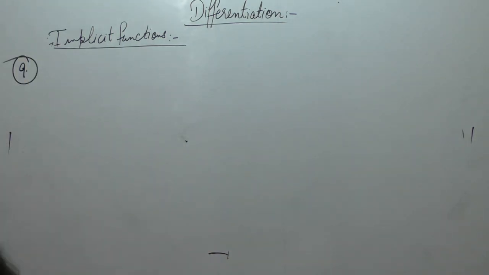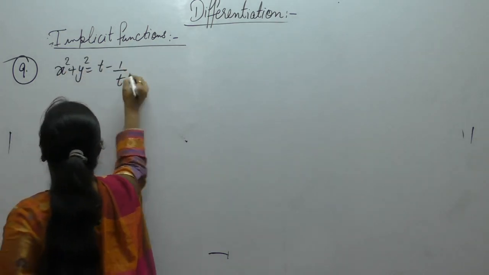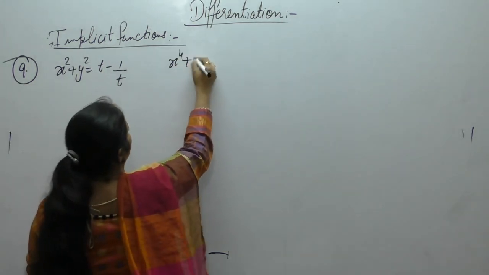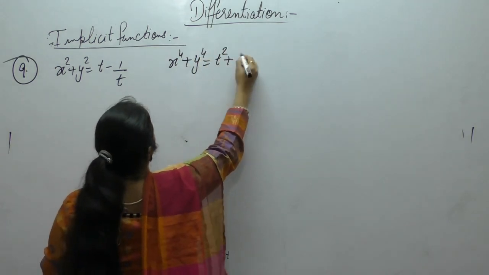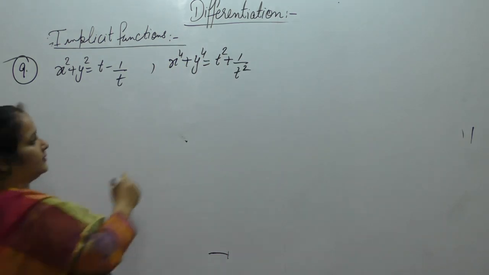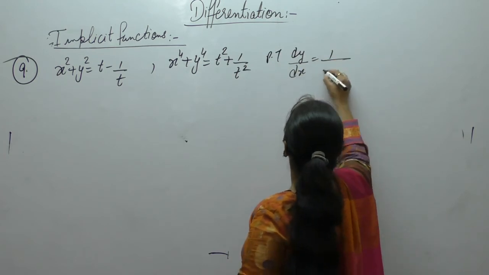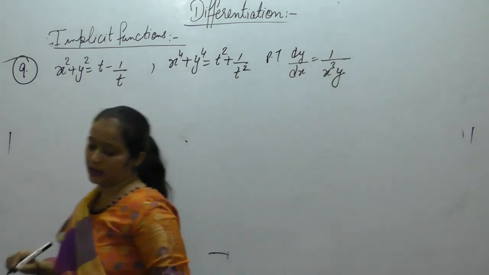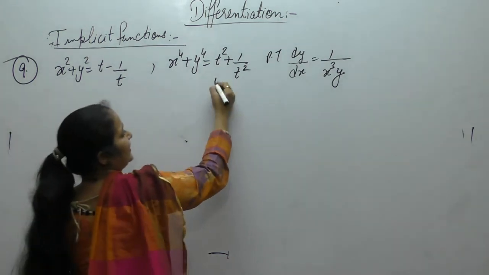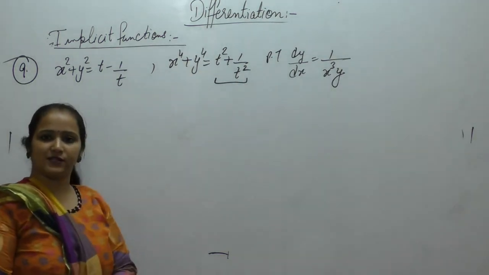Next one: if x square plus y square is equal to t minus 1 by t, and x power 4 plus y power 4 is equal to t square plus 1 by t square, prove that dy upon dx is equal to 1 upon x cube into y. Now here we are given t square plus 1 by t square, and x power 4, y power 4.